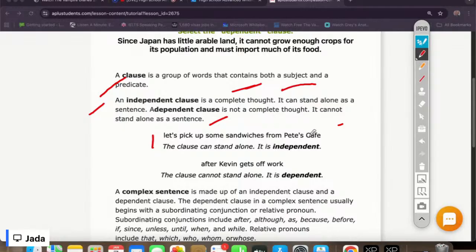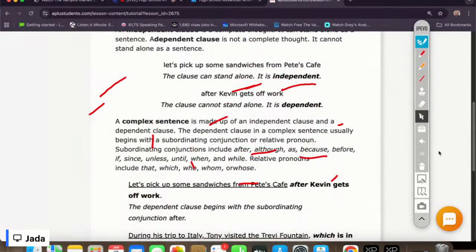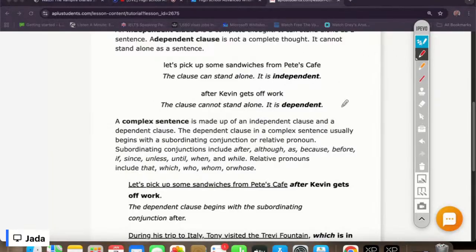Let's pick up some sandwiches from Pete's Cafe. Now, the clause can stand alone, it is independent. After Kevin gets off work, the clause cannot stand alone, so it is dependent. Okay? So a complex sentence is made up of an independent clause and a dependent clause. Now the dependent clause in a complex sentence usually begins with a subordinating conjunction or relative pronoun.